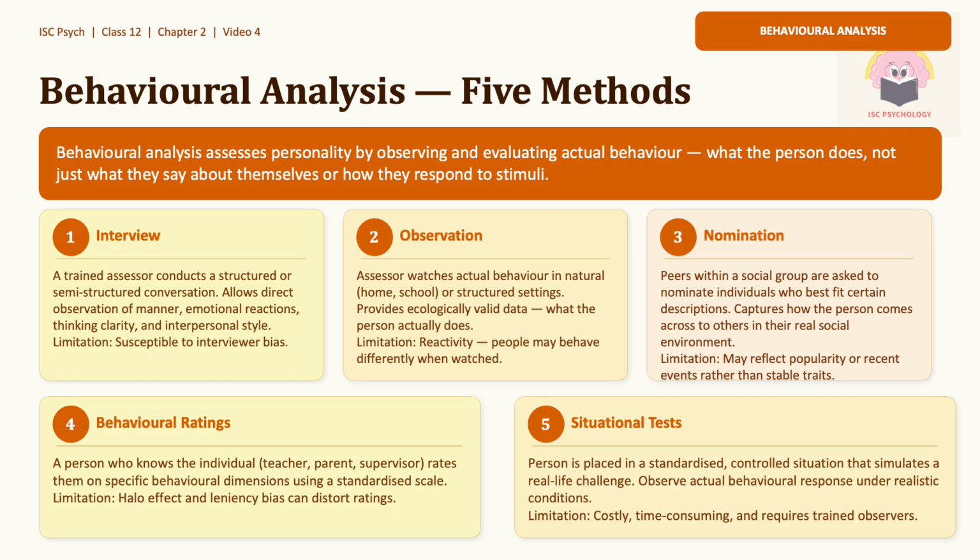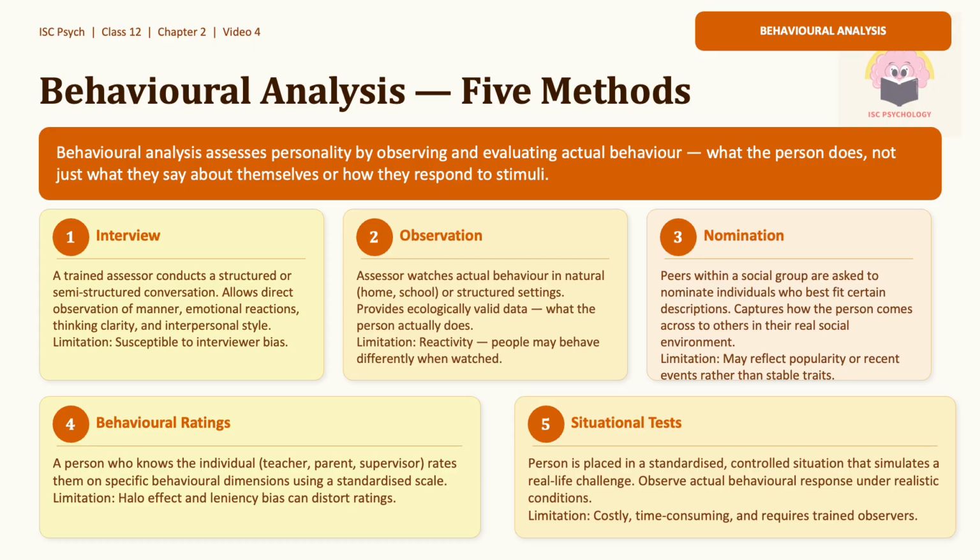Behavioral ratings combine the richness of real-world observations with the objectivity of a structured scale. Ratings, however, are subject to raters' personal biases, including the halo effect, where a positive impression on one dimension inflates ratings on others, and leniency bias, that is the tendency to rate everyone favorably.